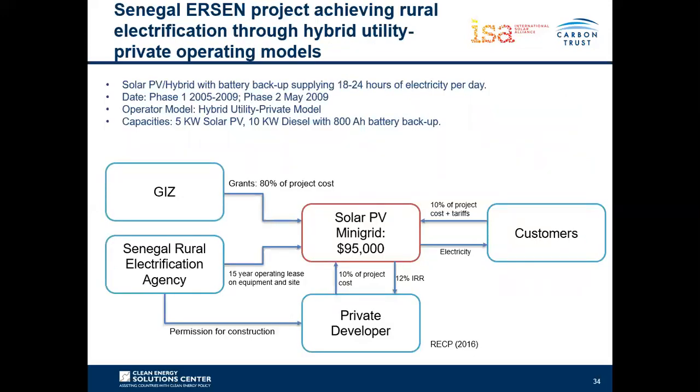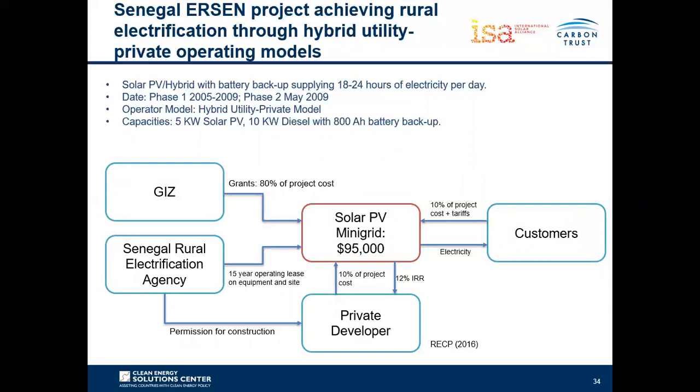An example of a mini-grid case study using a hybrid utility private model is the Senegal ERSEN project. This is not the only mini-grid that was implemented through this project. They've done numerous. However, this is just one that provided insight into where the funding was sourced from, and we can see here that it was a 5 kilowatt solar project with a diesel backup. So it was a hybrid technology as well as a hybrid utility private operator model.